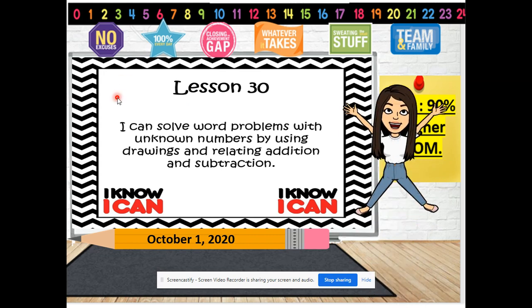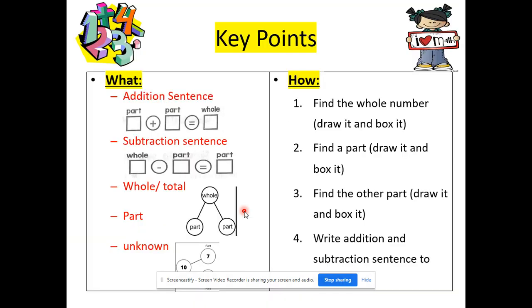It's Eureka time. So, today's objective of the day is I can solve word problems with unknown numbers by using drawings and relating addition and subtraction. Today we're going to continue working on word problems, and we're going to keep solving for our unknown numbers by using our drawings and also relating it to addition and subtraction. Let's go ahead and start.